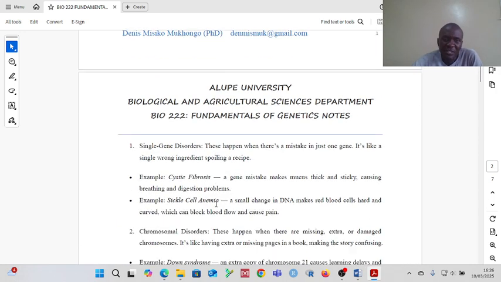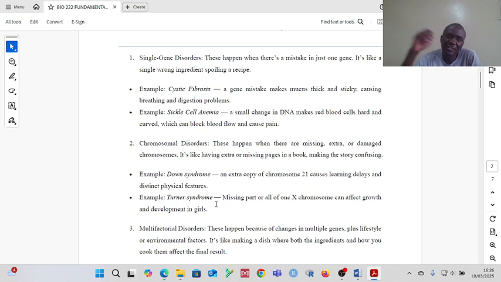So what are the types of genetic disorders? We have single gene disorders. These happen when there is a change in just one gene. The mutation is just targeting one gene. The example we give is cystic fibrosis. There is a mistake, a change in the gene which makes mucus thick and sticky, so then breathing becomes a problem.